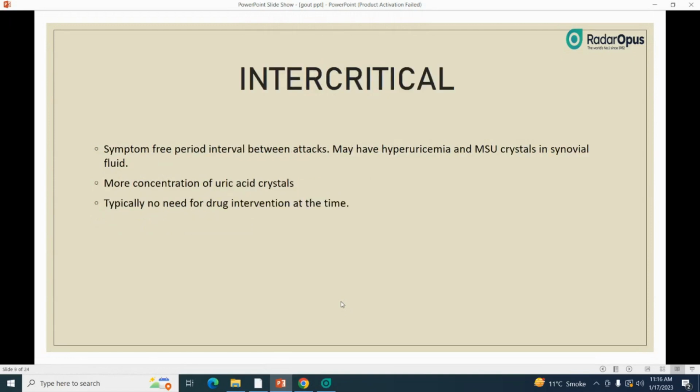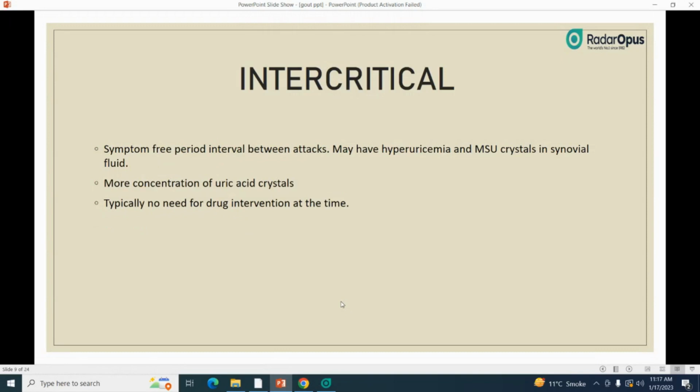Now the next type is intercritical. In intercritical gout, in the symptom-free interval between attacks, there may be hyperuricemia and monosodium urate crystals in the synovial fluid, with more concentration of uric acid crystals, and typically no need for drug intervention at this time. Mostly a second attack occurs within 1 year. The frequency of attacks gradually increases with more joint involvement and joint damage.